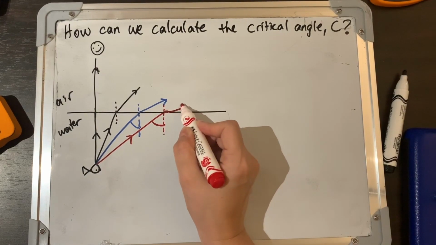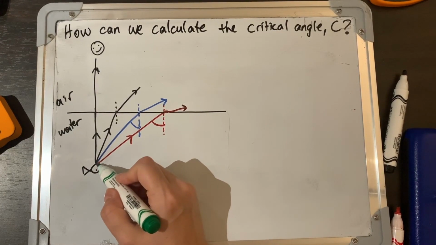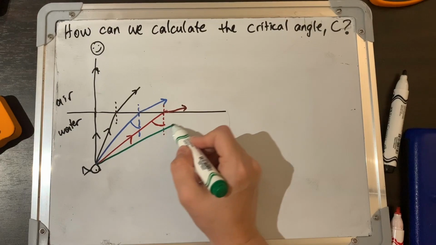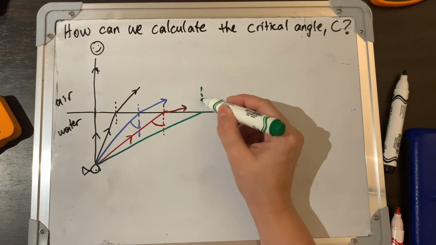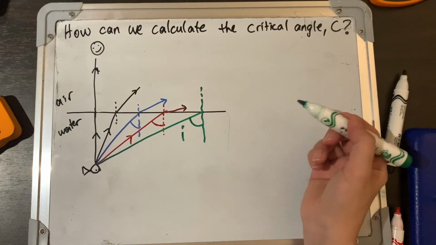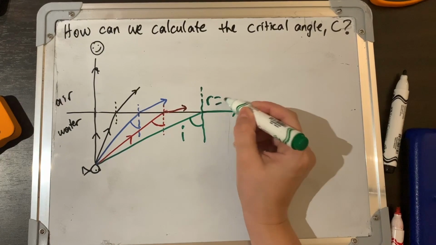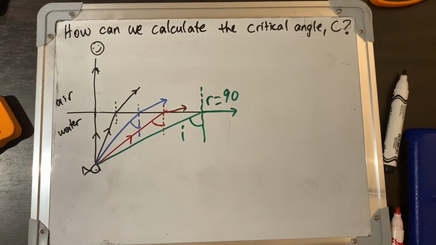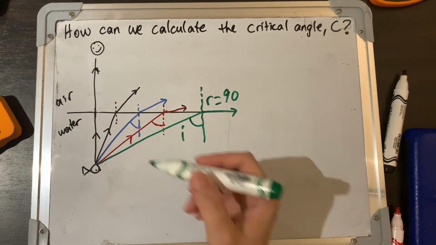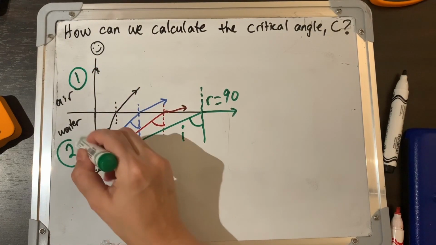This one can still leave into the next medium. There's going to be some point where the angle of incidence is so big that the angle of refraction is equal to 90. Using Snell's law, let's say air is our first medium and water is our second medium.